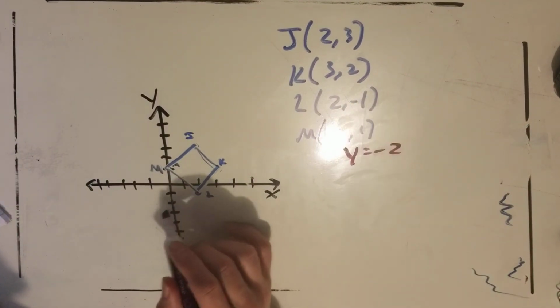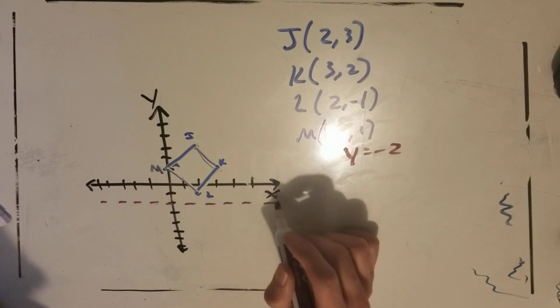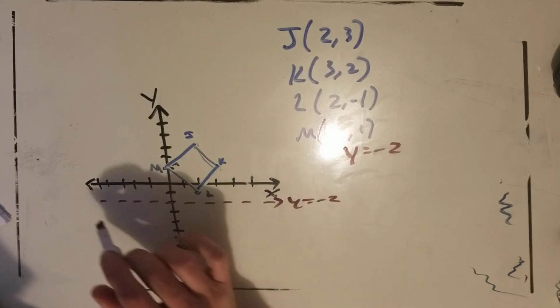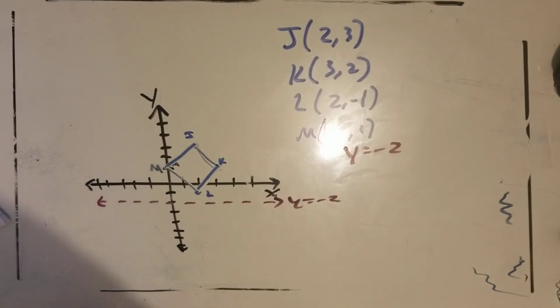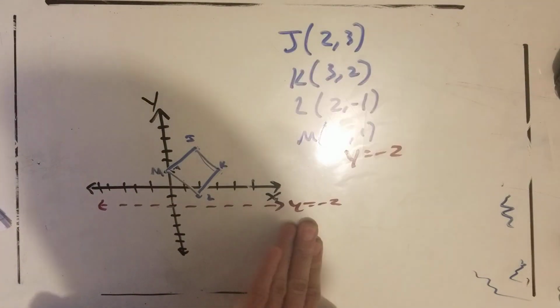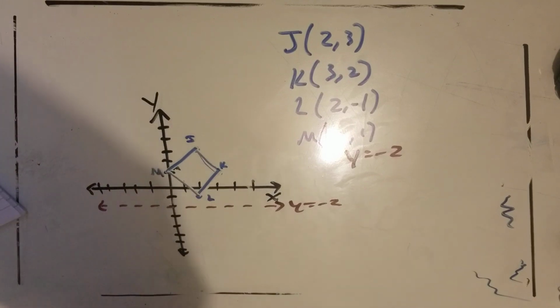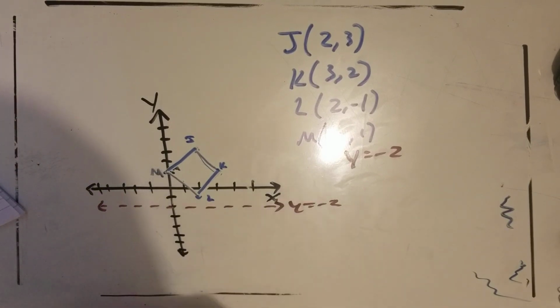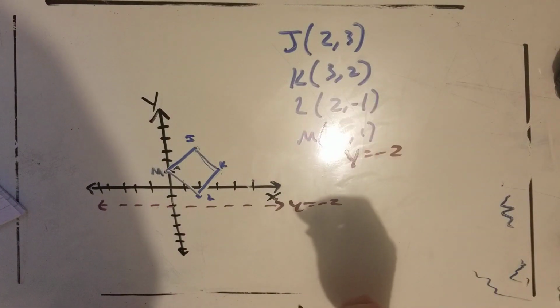That's what we're told. So go down negative 2. Here's our line, y equals negative 2. We're going to reflect over that. So a reflection over this line. We don't have a special rule for this line, but we do know that this line will be the perpendicular bisector of the segment connecting the pre-image to the image.